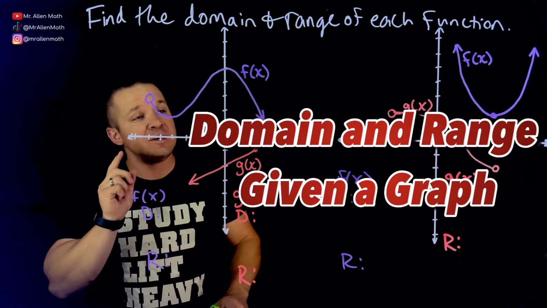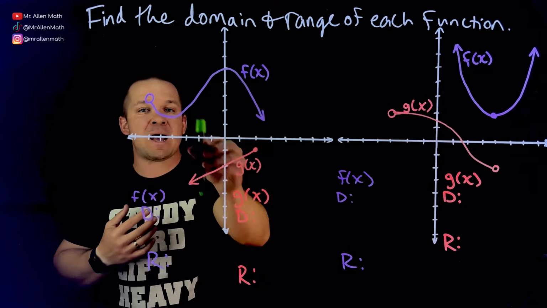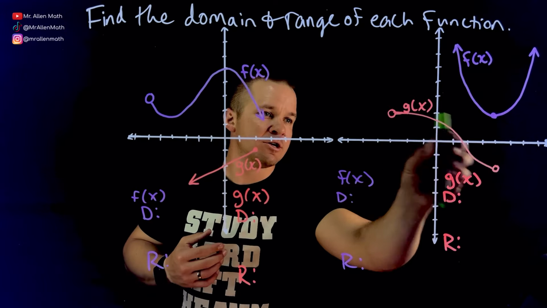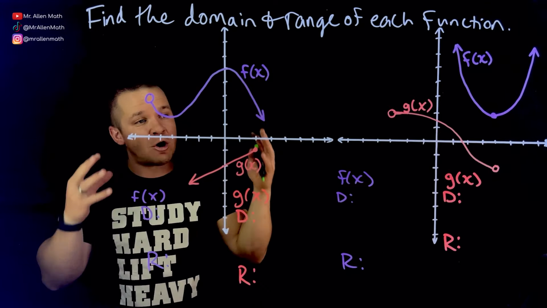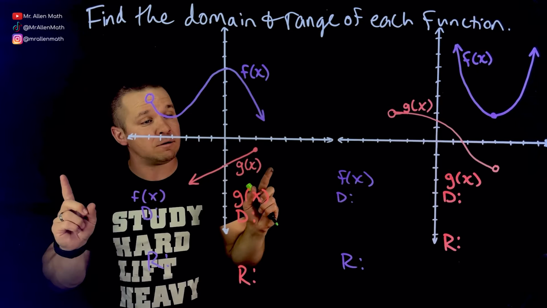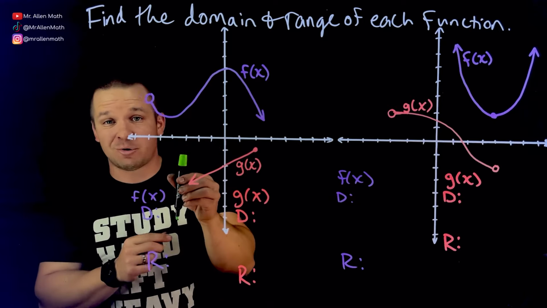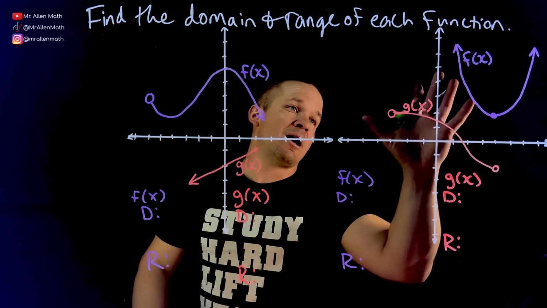And yes, these are all functions. How do I know? They pass the vertical line test, right? F of x, g of x, f of x, g of x. It only goes through once, so these are all functions. Not part of this problem, but just a little mathematical refresher in case you come across that: if it went through twice, not a function. Anywho, f of x over here.